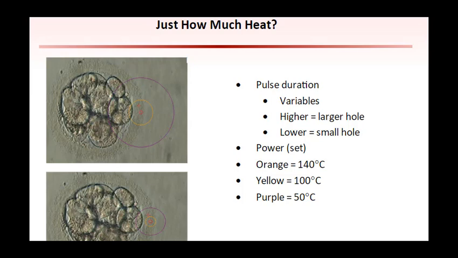For reference, the colors of the concentric circles are the different temperature gradients. The purple circle, furthest from the laser pulse, is 50 degrees Celsius, while the small orange circle is 140 degrees Celsius with a single pulse.